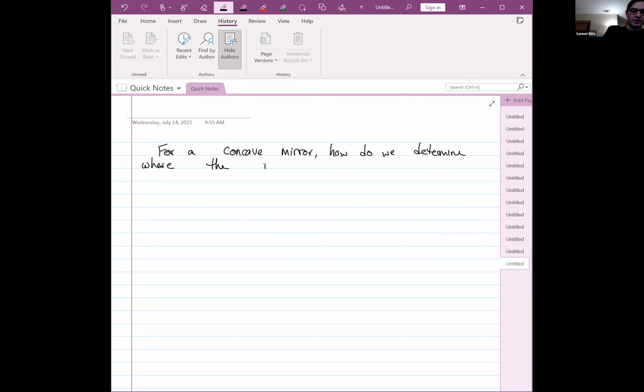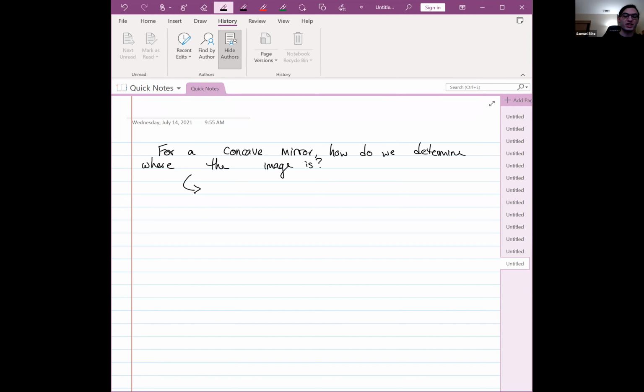So if you put an object somewhere, how do we figure out where the image that's produced by that mirror is? For a flat mirror, we can just draw a few rays, and then from the law of reflection we know where those rays will go, and then we can backtrace them to the location of the image. We need to do the same thing here, but it's a little bit more complicated.